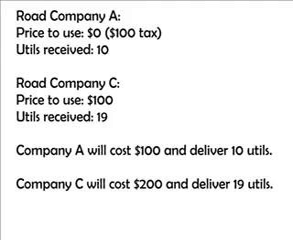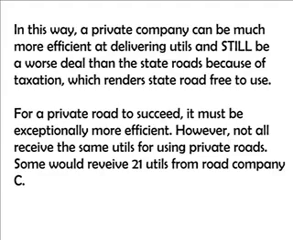But with Road Company C, you receive 19 utils. Company A will cost $100 and deliver 10 utils, whereas Company C will cost $200 and deliver 19 utils. In this way, a private company can be much more efficient at delivering utils, or providing satisfaction, and still be a worse deal than the state roads because of taxation, which renders the state road free to use. For a private road to succeed, it must be exceptionally more efficient.